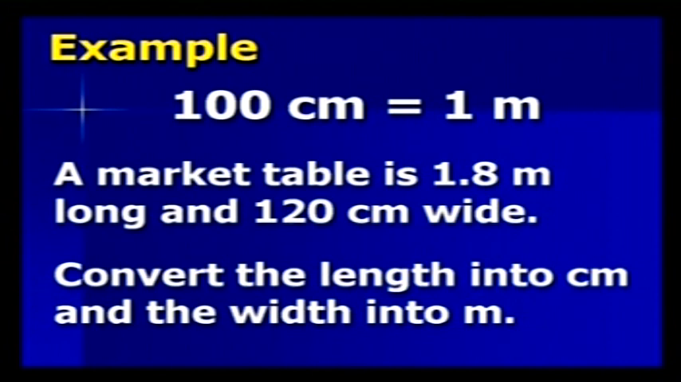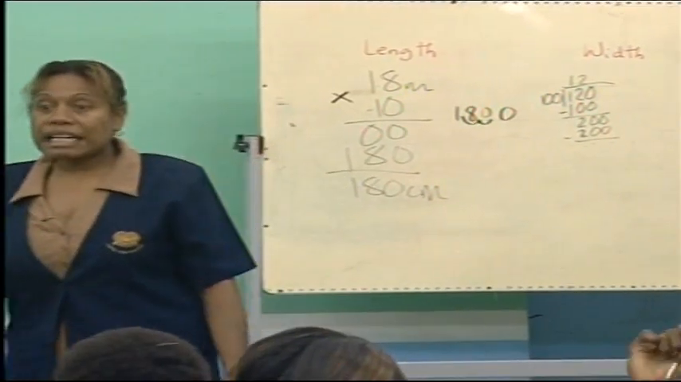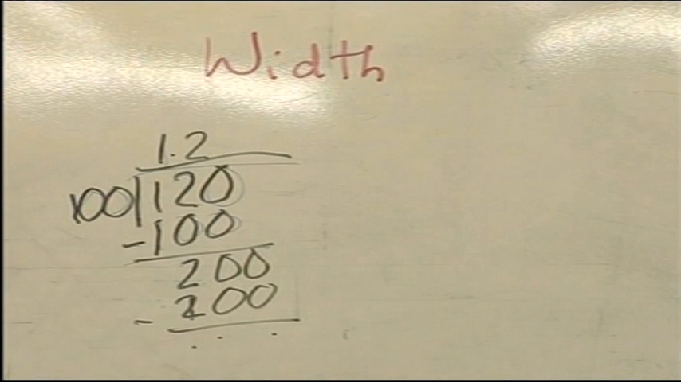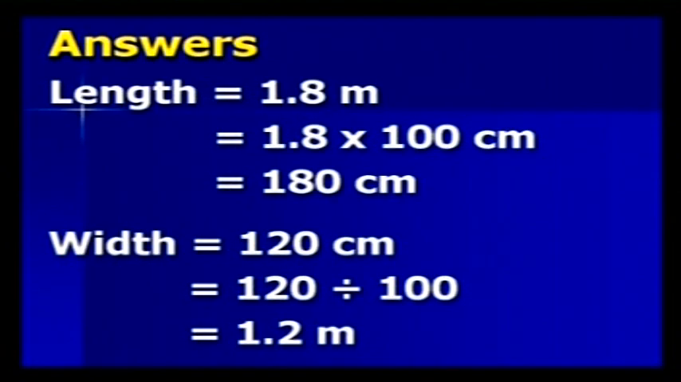Changing the width, converting 120 centimeters into meters. The rule says when you are changing a smaller unit to a bigger unit, what do you do? You divide. And here, Emmanuel divided by 100, which is correct. Our answer should be 1.2 what? 1.2 meters. Okay? Going through my answers here, class. So the length should be 180 centimeters and the width 1.2 meters.